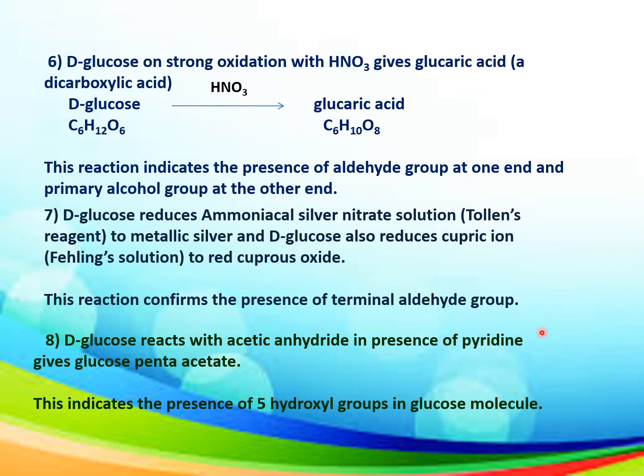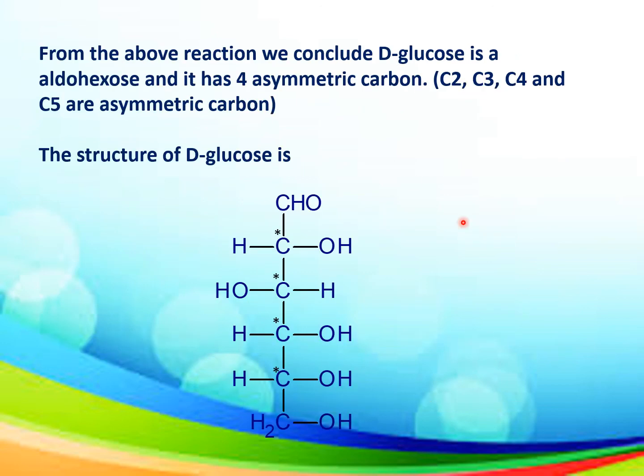Next one is D-glucose reacts with acetic anhydride in presence of pyridine to give glucose pentaacetate. Since glucose pentaacetate is formed, glucose may contain 5 hydroxyl groups in its molecule. From the above reactions, we conclude D-glucose is an aldohexose. That is, it contains an aldehyde group at the first position and 6 carbon atoms, so it is called an aldohexose. Also, it has 4 asymmetric carbon atoms at C2, C3, C4 and C5. The structure of D-glucose is shown here.